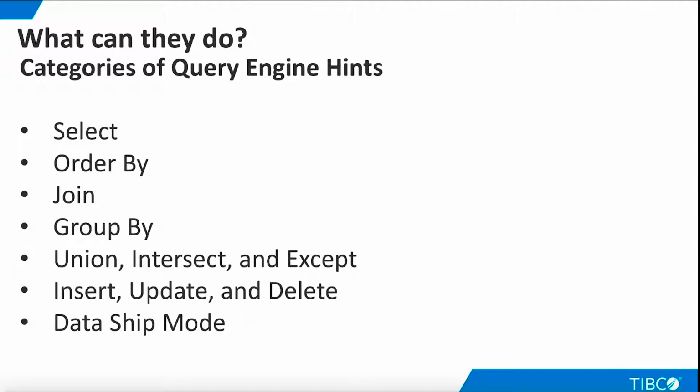Group by hints specify pushdown behavior and TDV thread and memory usage, as do union, intersect, and except hints. Insert, update, and delete hints tell TDV how to handle case sensitivity and trailing spaces, and specify whether or not constraints should be checked. Finally, data ship mode hints specify behavior for this particular TDV query optimization, which involves creation of temporary tables on underlying physical data sources.